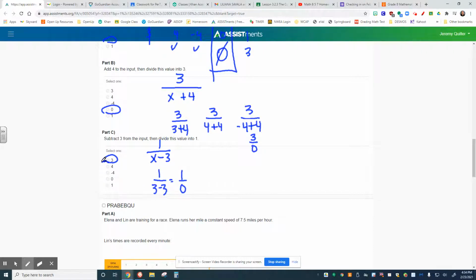I think it's a little tricky in the wording, especially when we see something about dividing into, and that into means that we have a numerator of that value.